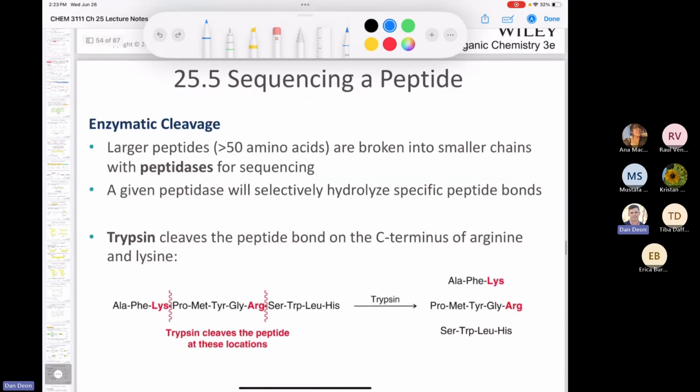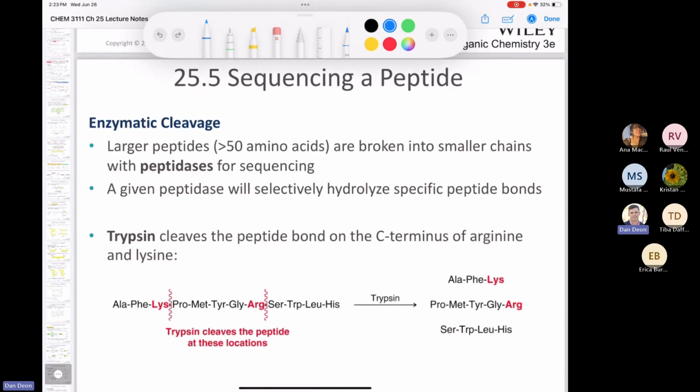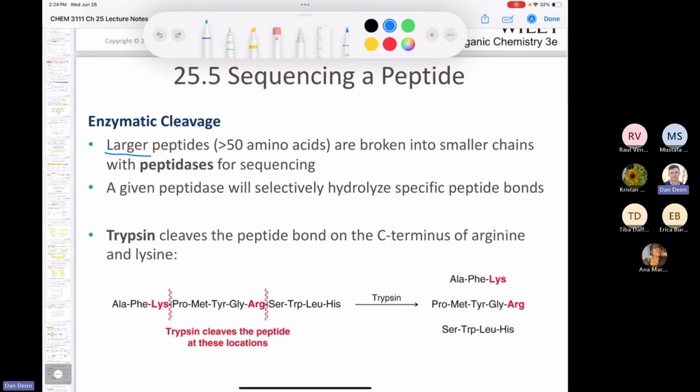Anyhow, besides the Edman degradation, let's say you have a big peptide, because I just told you that the Edman degradation only works for peptides that are up to 50 amino acids in length. So what if you have a big old peptide, something that's got 100 amino acids, or maybe more? Well, in that case, you're going to take advantage of an enzyme called a peptidase. There are many peptidases out there, and there are only two of them that we look at in this class.